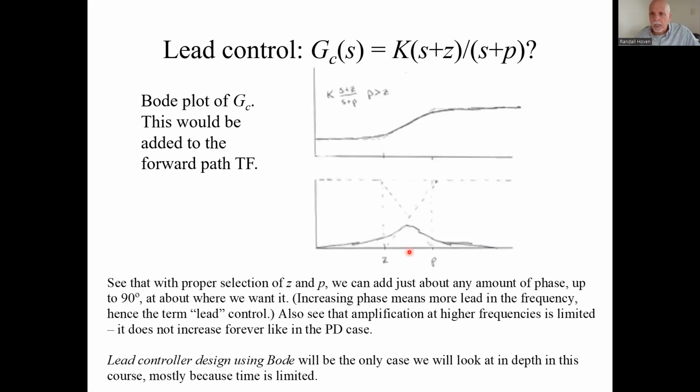Here is the Bode plot of just the controller, which will add to the whole Bode plot of the forward path. We're going to add some amount of phase. The further apart we spread the pole and 0, the more phase we add, up to 90 degrees. So we can make it as big as we want, theoretically, up to 90 degrees. But the more we spread them apart, the more gain we add. So we don't want to add more gain than we have to.